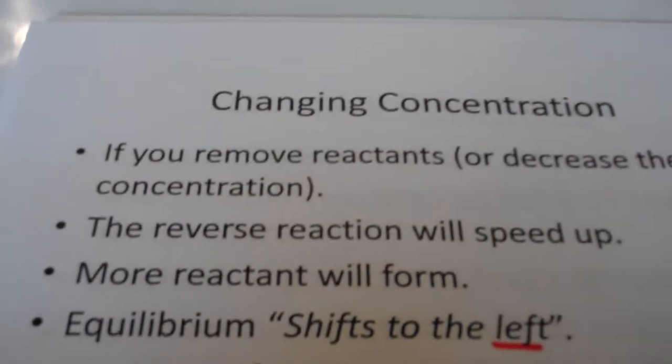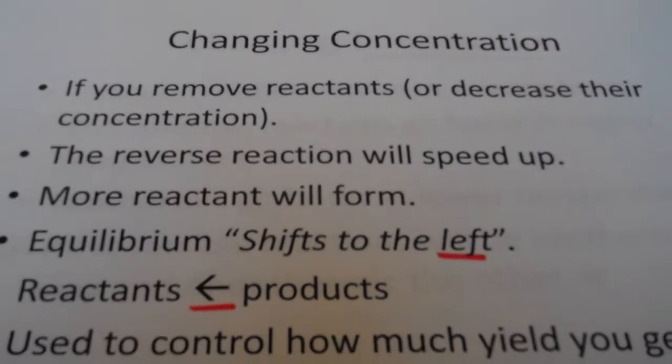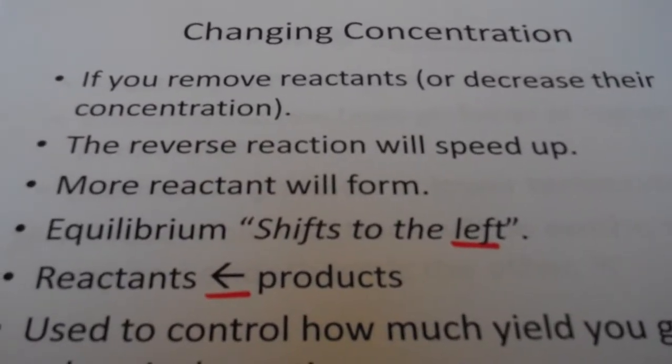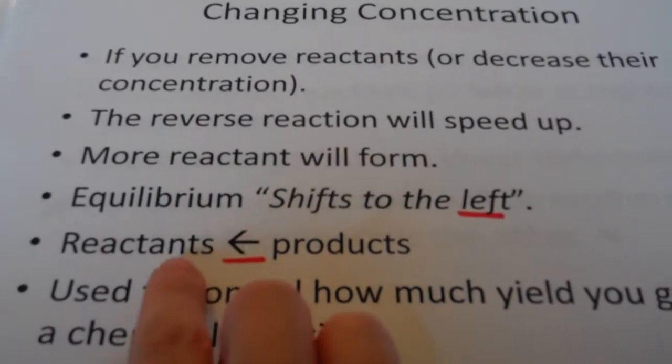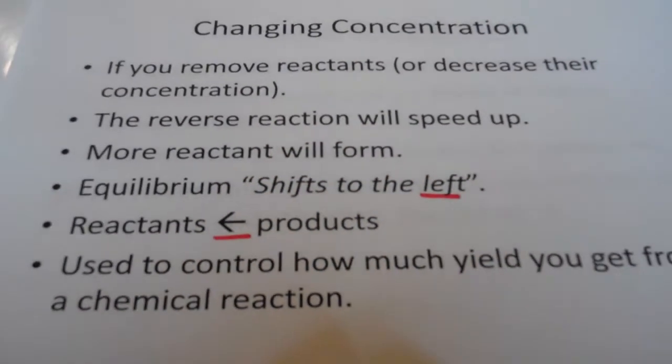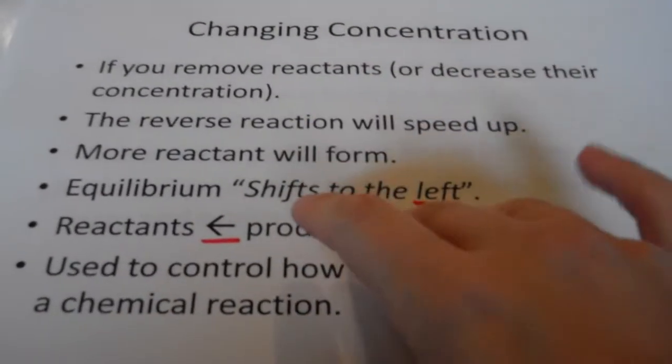The next one is if we remove reactants or decrease the concentration of the reactants. The reverse reaction will speed up. More reactants will form and equilibrium will shift to the left, so our reaction arrow goes pointing toward the reactants. We can use this to control how much yield you get from a chemical reaction.